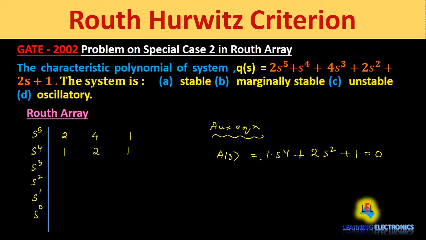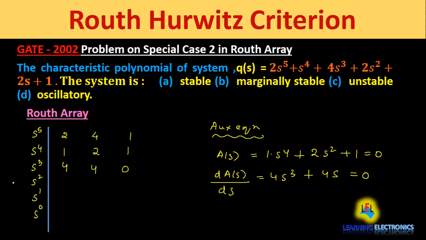Okay, now we have to differentiate this A(s) with respect to s. So we will get dA(s)/ds is equal to 4 into s^3 plus 4 into s is equal to 0. Now we will write the coefficients of s^3 and s in the row of s^3 here. The coefficients will be 4 and 4 here. Next term will be equal to 0.